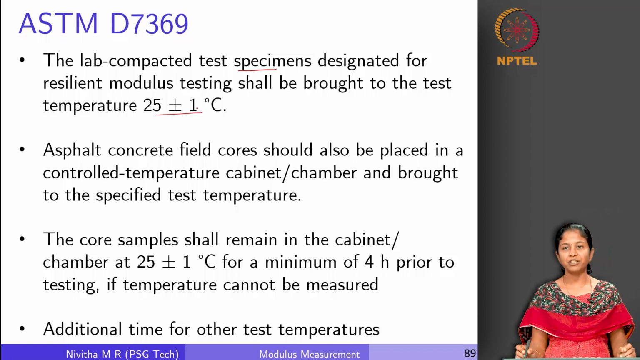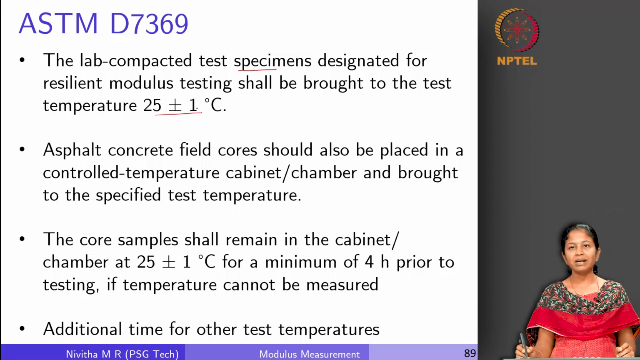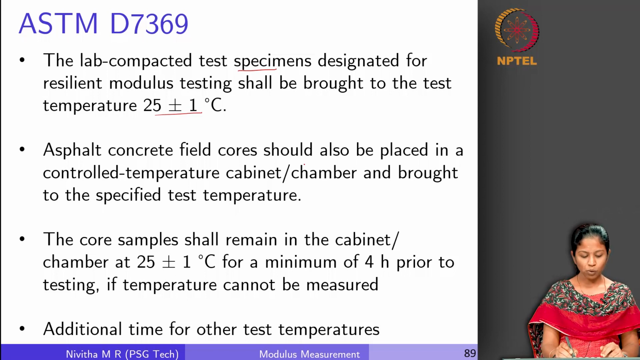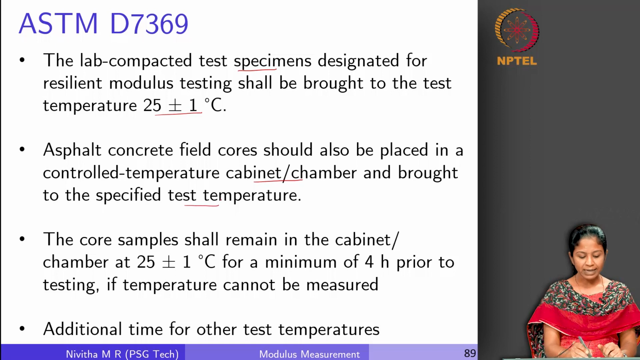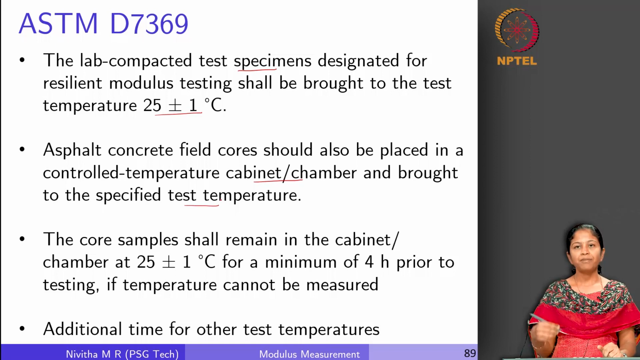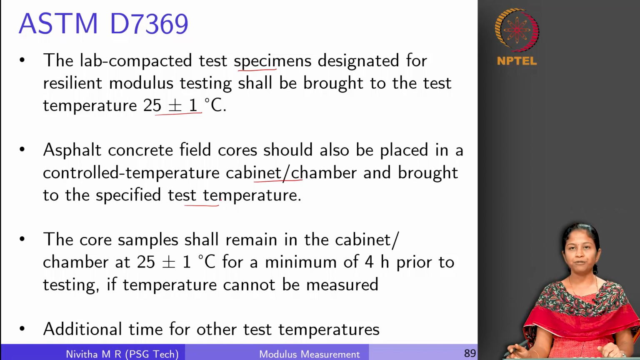Again, test temperature control is very important. We did not have the necessity of temperature control when we were testing granular materials, but this is a very sensitive parameter when we are testing bituminous mixtures. So, we have to take cores which have to be placed in a temperature controlled cabinet or chamber and brought to the test temperature. Once the entire sample reaches the test temperature, we can use it for testing.